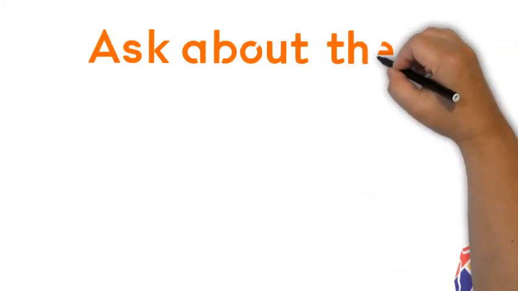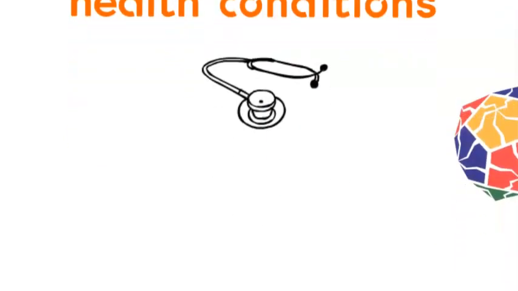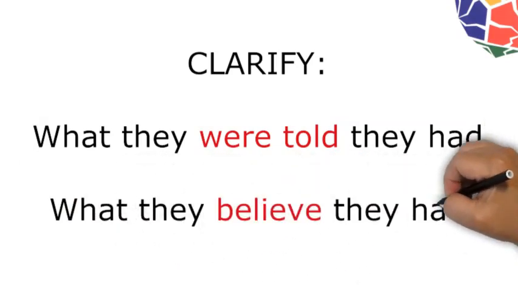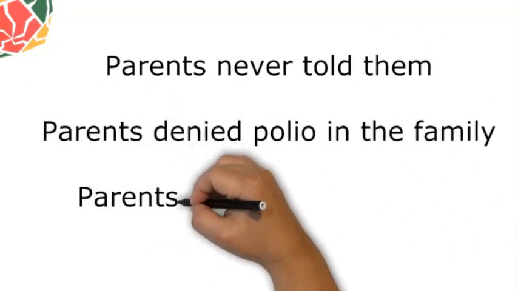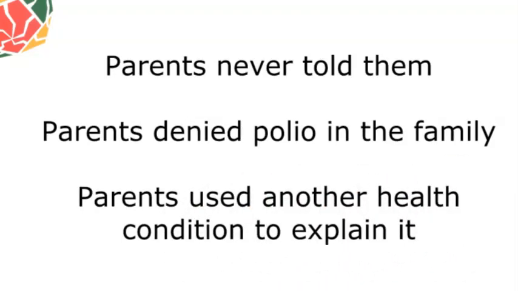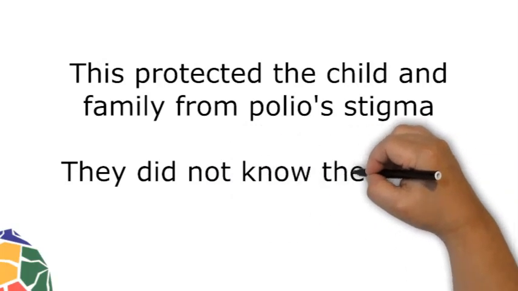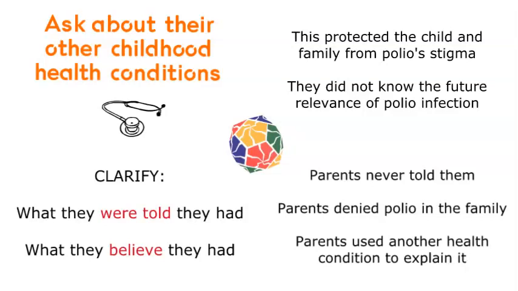We also ask the person about any other childhood health conditions they were told they had or believe they had. Any condition that seems to be out of place should be clarified further. Why? Some parents never told the child or their siblings about the polio infection, or the parents denied anyone had it, or the parents used another health condition to explain any residual mobility or polio symptom problems. Parents did these things to protect the child and the family. In that era, no one knew about future polio-related health changes and why it would be important to know that you were exposed to polio.